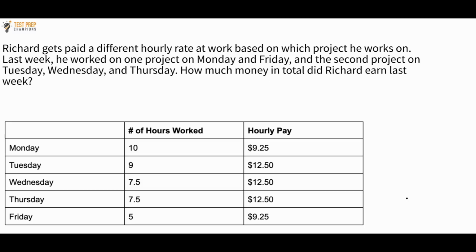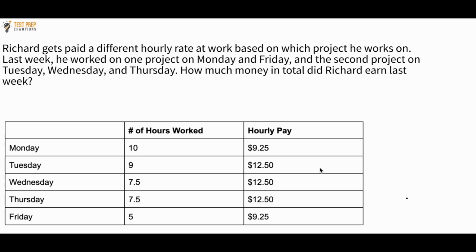Richard gets paid a different hourly rate at work based on which project he works on. Last week, he worked on one project on Monday and Friday, and the second project on Tuesday, Wednesday, and Thursday. How much money in total did Richard earn last week? And I didn't want to put multiple choice answers to this because I wanted there to be enough room on the screen to have this chart on here. So this will just be for you to come up with your own answer on. And you don't have to round your answer or anything. Whatever answer you get, you can just leave that.